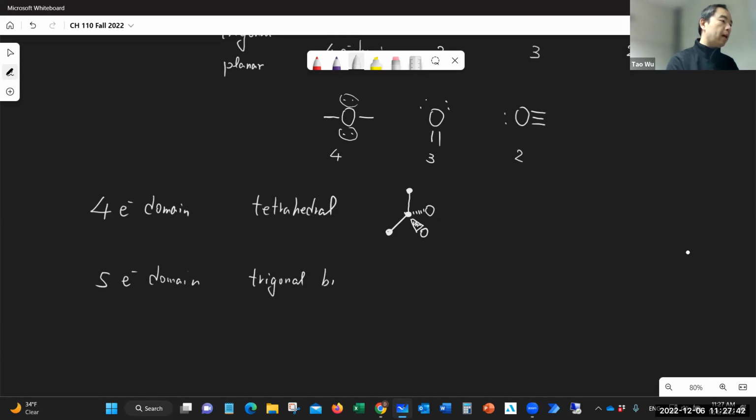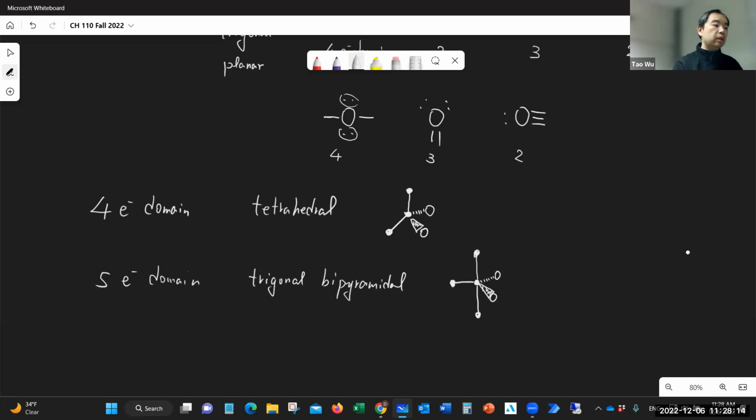Trigonal bipyramidal. Okay, I know this one is pretty long. Generally it's a structure like this. We have a central atom over here, and we have two in a straight line. One is this one, still in the same plane, but we have two more. One is sticking out, the other one is pointing in.